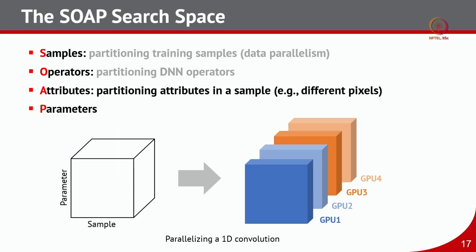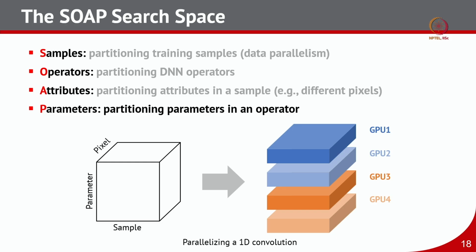Then attributes, we can further partition the attributes in a sample. For example, let us say this is one plane of one particular operator. We can partition the attributes in a sample, for example different pixels, right. You can think that we have different planes or different dimensions of activation. Each plane or dimension of the activation goes onto a different GPU. So, that is like different pixels. We can also parallelize across that attribute or axis.